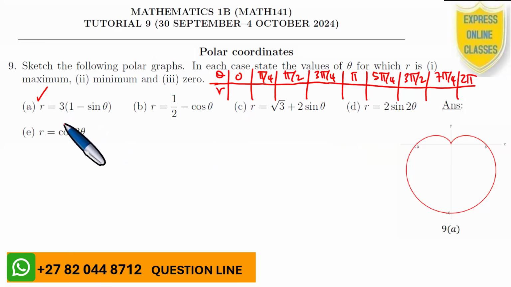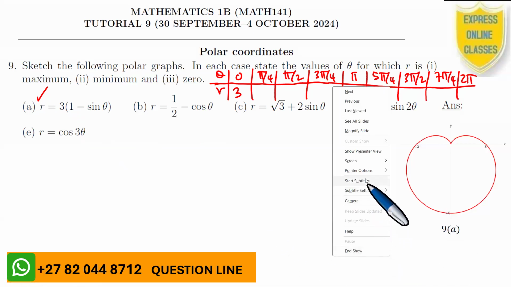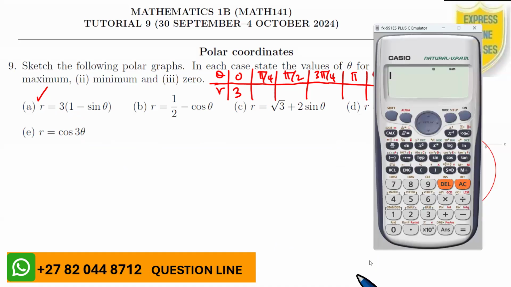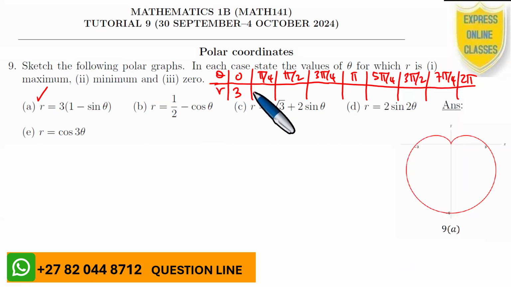r equals 3 in brackets 1 minus sine theta. So if you put 0, the sine of 0 is 0, giving us 3. Putting pi over 4, then you're going to have 3 in brackets 1 minus sine theta. So you can use a calculator for this one, because it's going to involve some decimals. And then you have 3 in brackets, 1 minus the sine of 45 degrees, which is pi over 4. And this is 0.88. So we have 0.88. But if you put pi over 2, the sine of pi over 2 is 1. 1 minus 1 is 0.